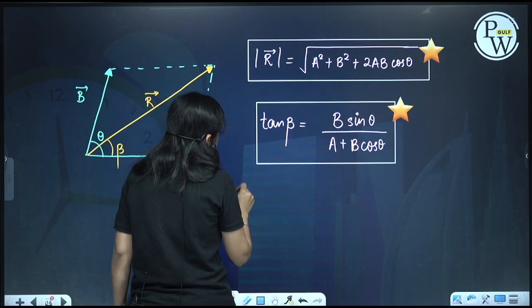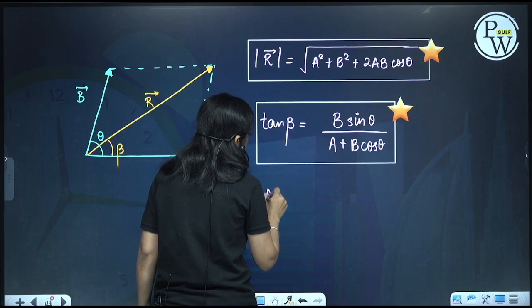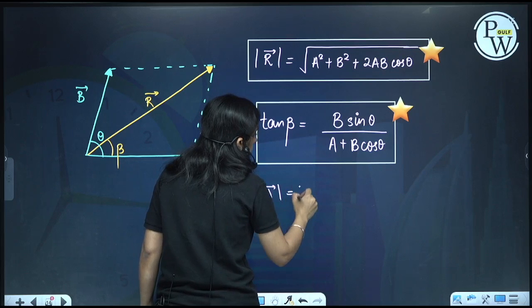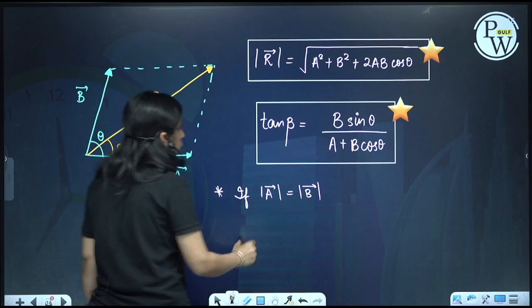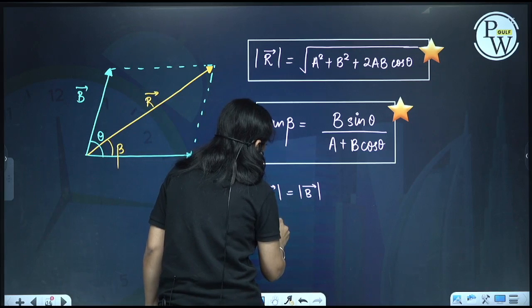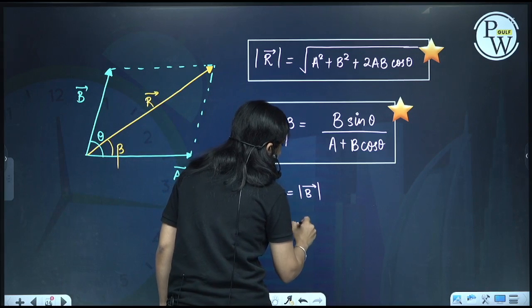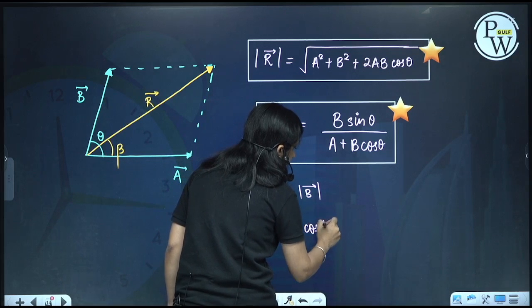Now if the magnitude of A vector is equal to the magnitude of B vector, then this resultant is equal to 2A cos of theta by 2.